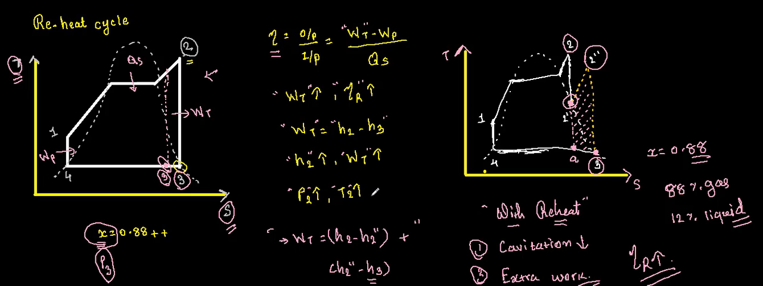So this is the question actually: what is the reheat cycle and how is the efficiency of the Rankine cycle improved by using the reheat cycle. So I hope you got this explanation. If you have any doubt, you can ask.